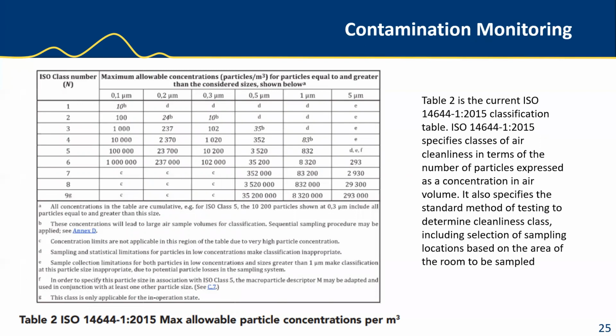Table 2 here, as we're looking at, is the current ISO 14644 Part 1 classification table. And it specifies classes of air cleanliness in terms of the number of particles expressed as a concentration in air volume. It also specifies the standard method of testing to determine cleanliness classes, including selection of sampling locations based on the area of the room to be sampled. And we see they go from an ISO class number from 9 to 1, 9 being the dirtiest and ISO 1 being the cleanest.